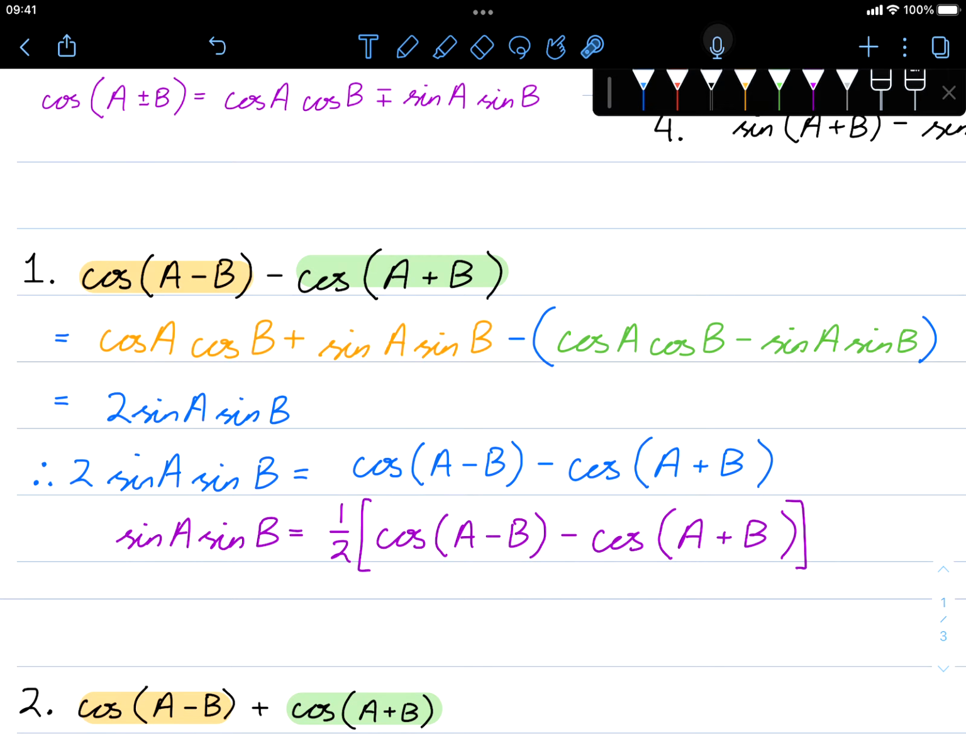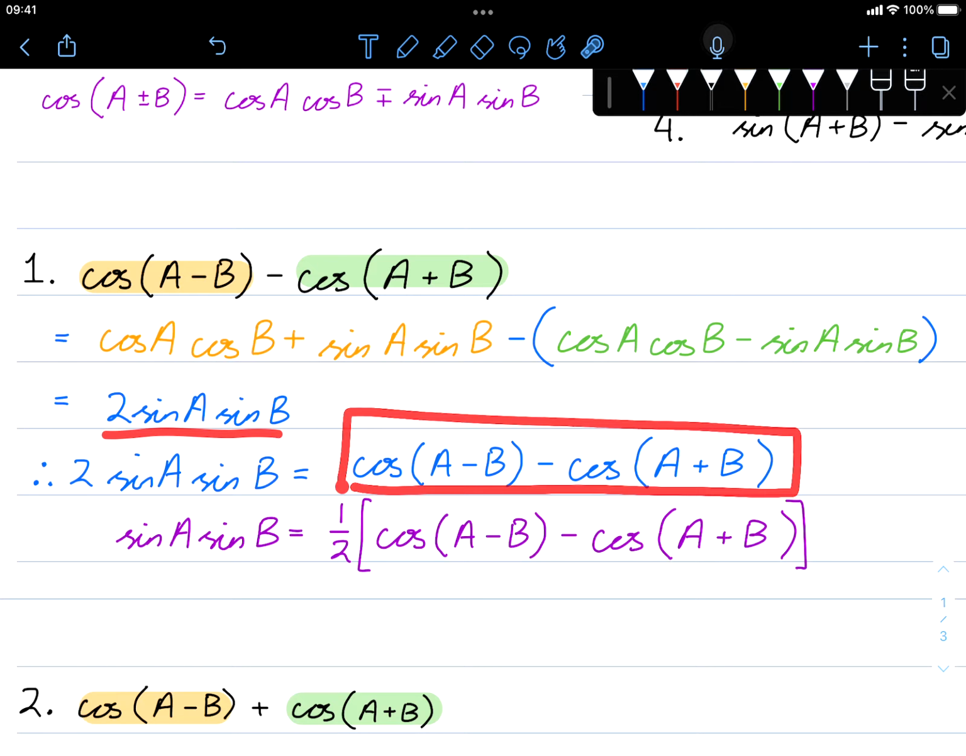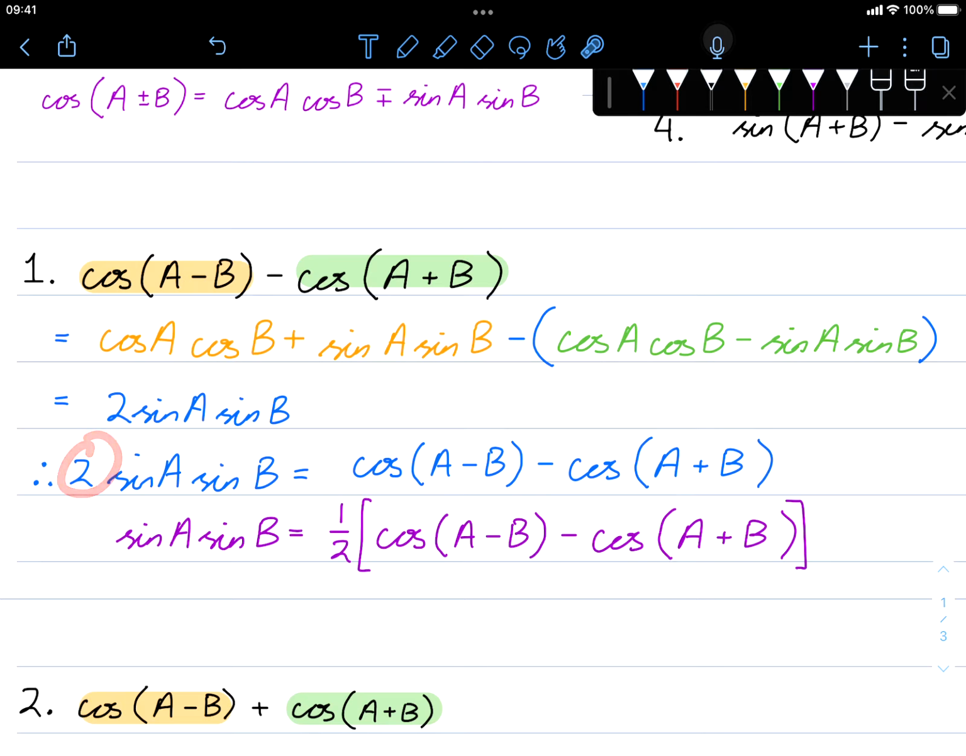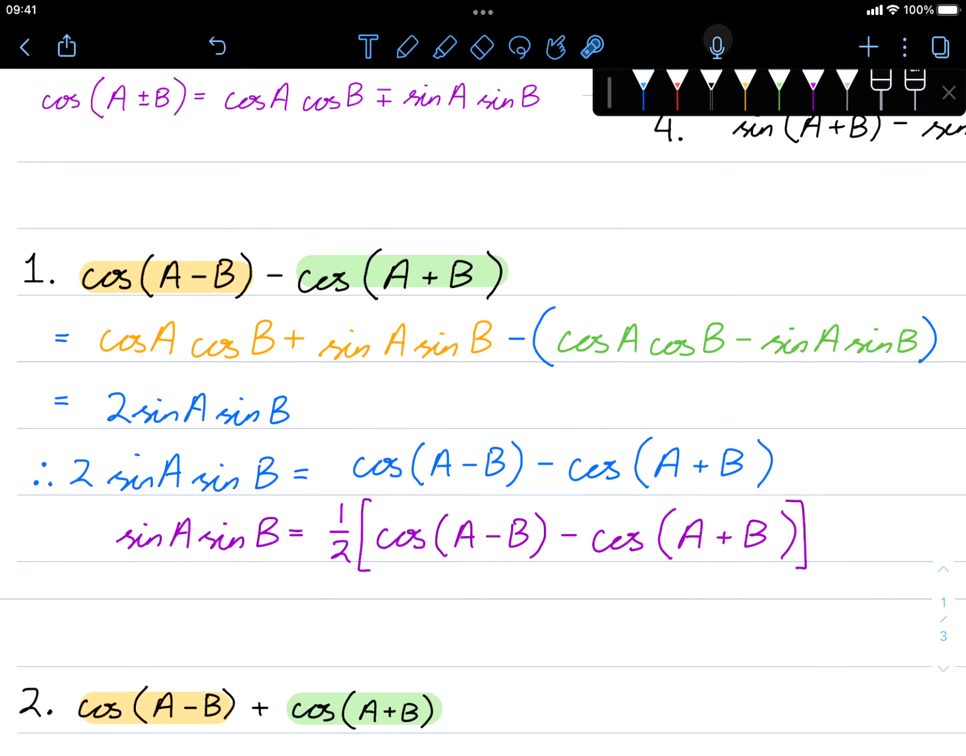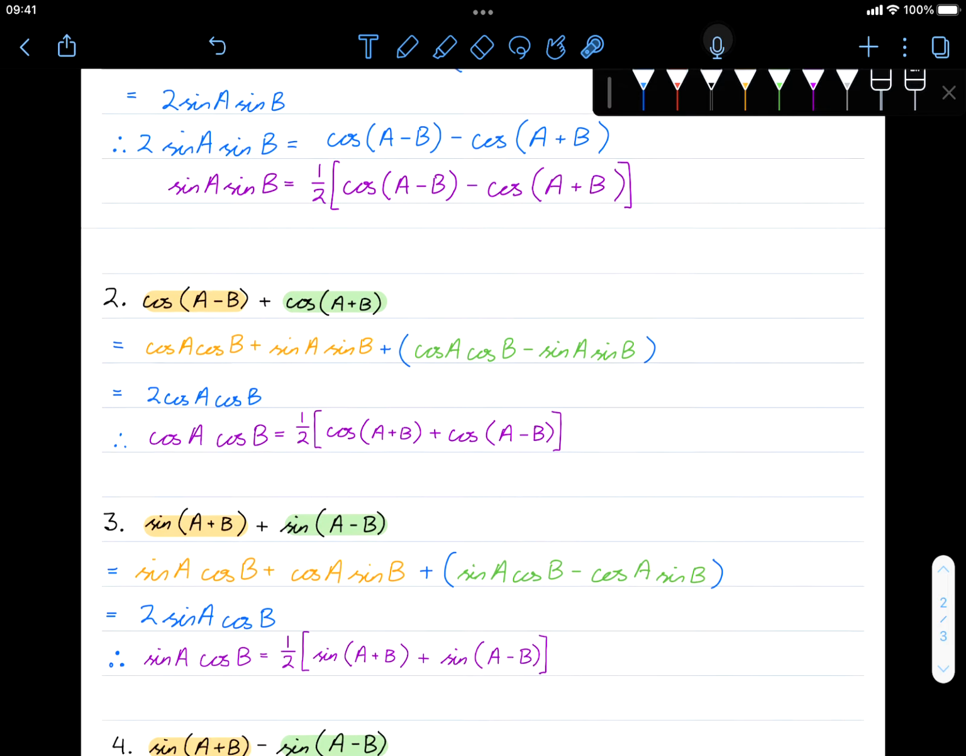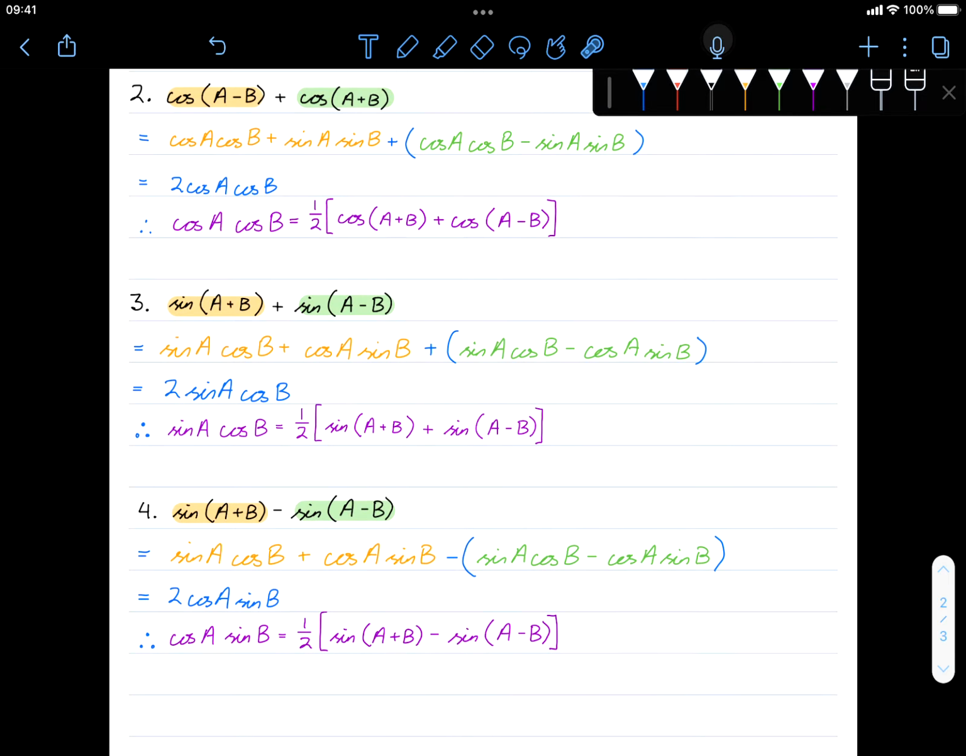So 2 sine A sine B is equal to cos A minus B minus cos A plus B. Divide both sides by 2, and we're left with the identity we're looking for. We can repeat the exact same thing for the other three. I've got them all here.